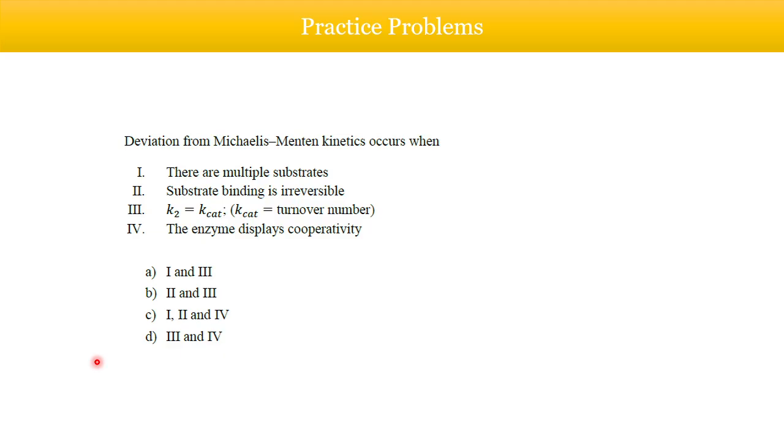Substrate binding is irreversible: the Michaelis-Menten model assumes a rapid equilibrium between the enzyme, the substrate and the enzyme substrate complex, so irreversible binding would lead to a different kinetic profile. K2 equals K cat is absolutely fine. And the enzyme displays cooperativity, so one substrate molecule affects the binding affinity of the subsequent substrate molecule.